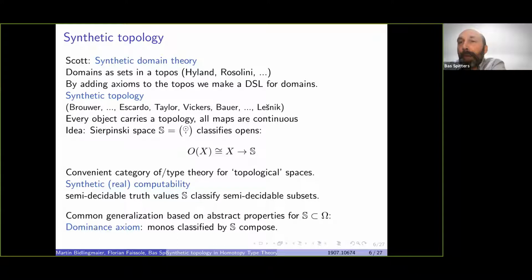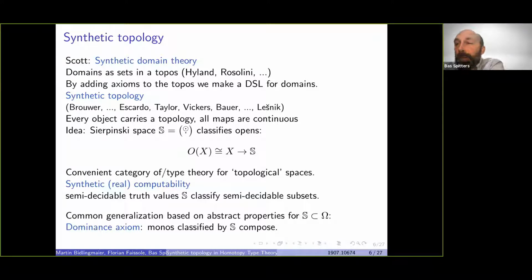And this is done by adding some axioms to the topos. We can actually make a domain-specific language for domains. This idea was also taken up in synthetic topology, and there's also a long history here. Martin Escardo, Paul Taylor, Steve Vickers, Andrej Bauer. More recently, Davorin Lešnik has written a PhD thesis on this topic.